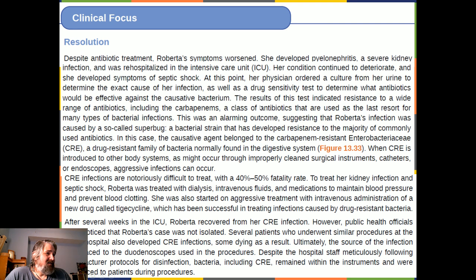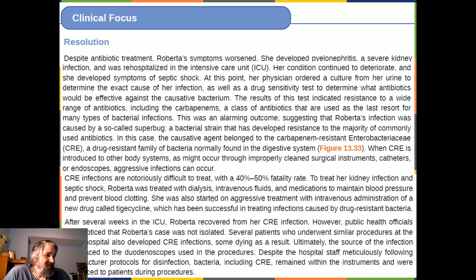So we tested a range of antibiotics, and her infection was caused by CRE, a carbapenem-resistant Enterobacteriaceae. It's a drug-resistant family of bacteria normally found in the digestive system. When CRE is introduced to other body systems, which might occur through improperly cleaned surgical instruments, catheters, or endoscopes, aggressive infection can occur. It's notoriously difficult to treat, with a fatality rate up to 50%.